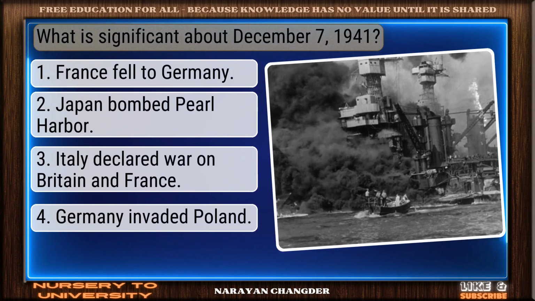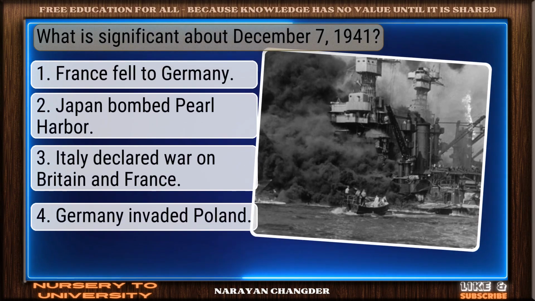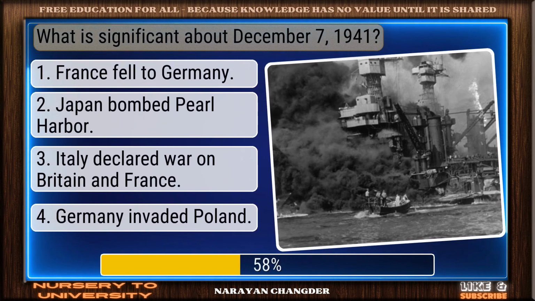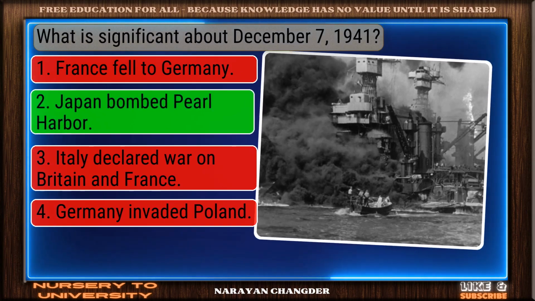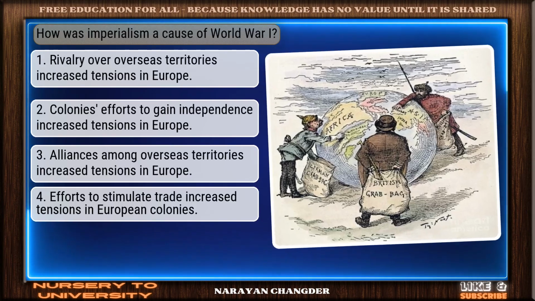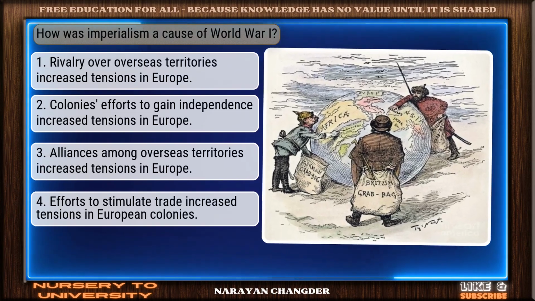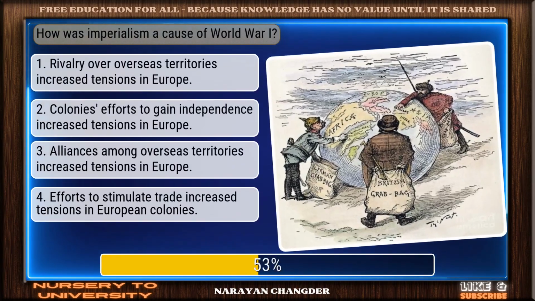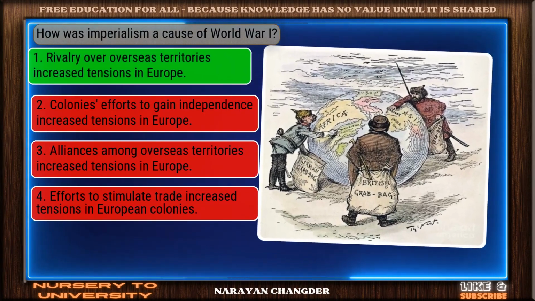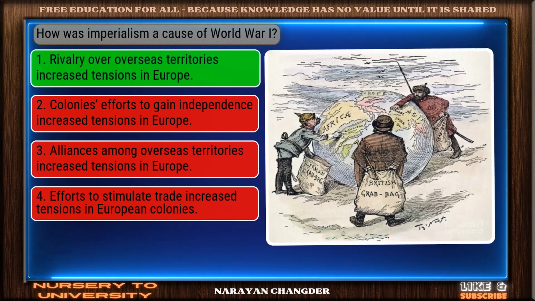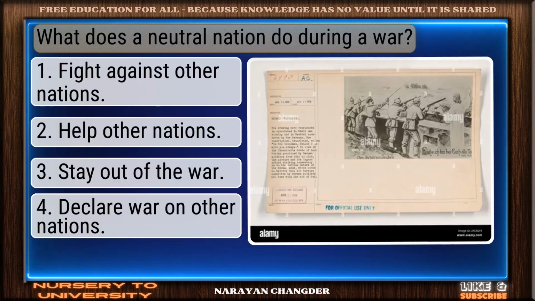What is significant about December 7th, 1941? Well picked. Japan bombed Pearl Harbor is the correct answer. How was imperialism a cause of World War I? Solid response. Rivalry over overseas territories increased tensions in Europe is a valid choice.